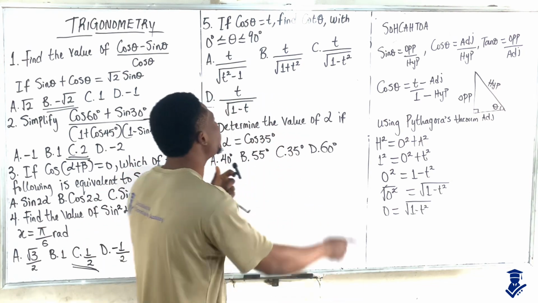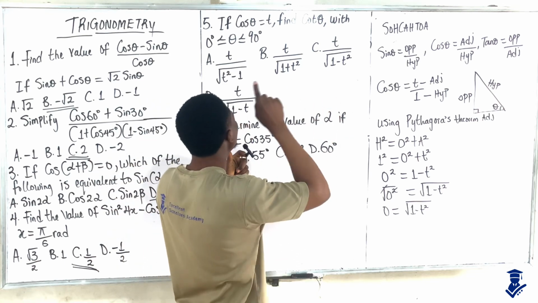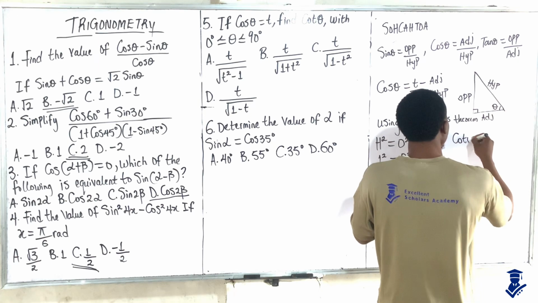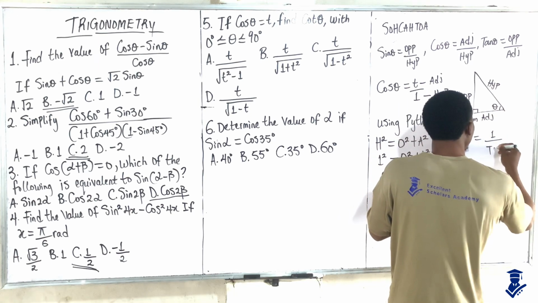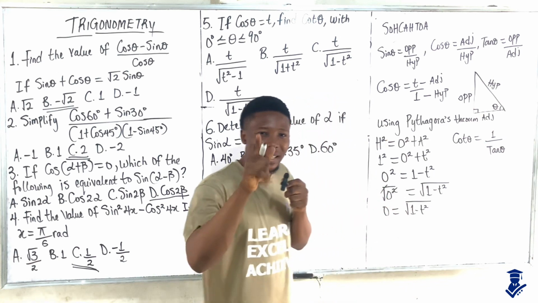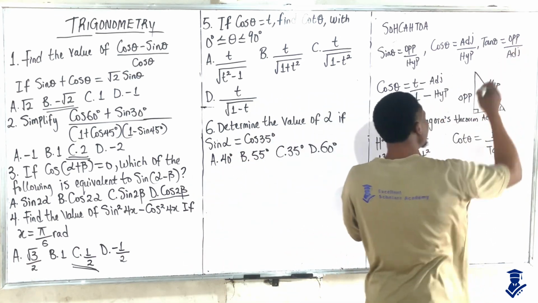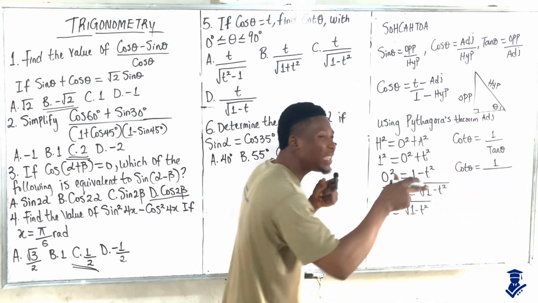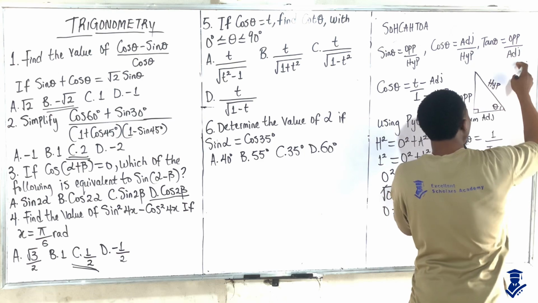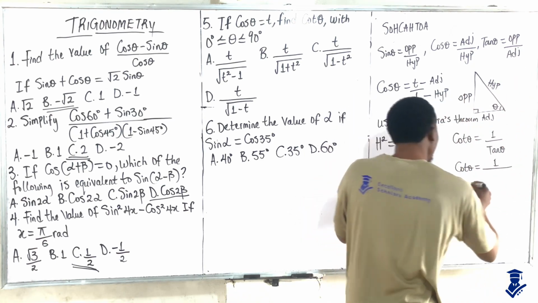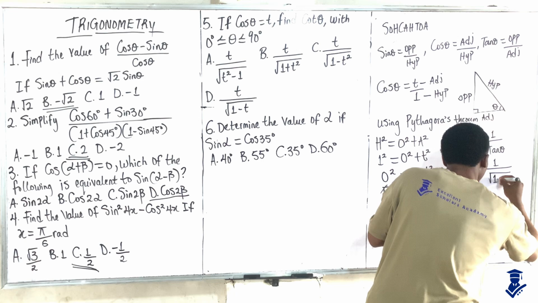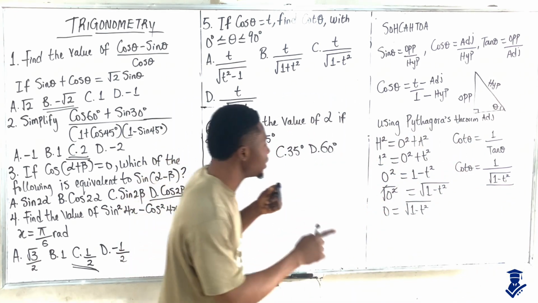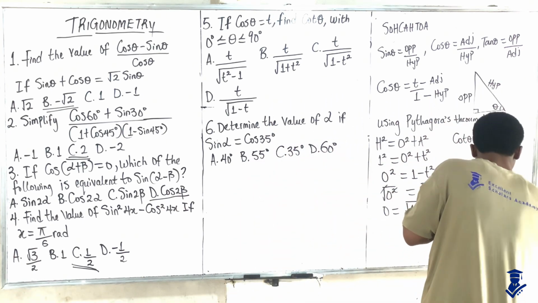Now we're asked to find cot theta. But I want us to know that cot theta is actually 1 over tan theta. And what is tan theta? Tan theta is opposite over adjacent. So cot theta is going to be equal to 1 over tan theta, which is 1 over opposite over adjacent. Now, what is our opposite? Our opposite is root 1 minus t squared, over, now, what is our adjacent? Our adjacent is t.